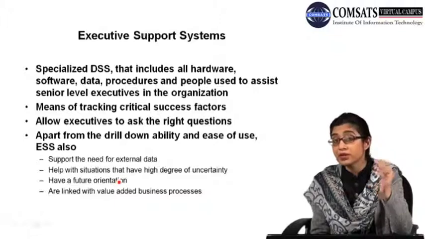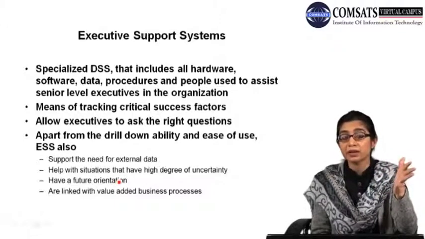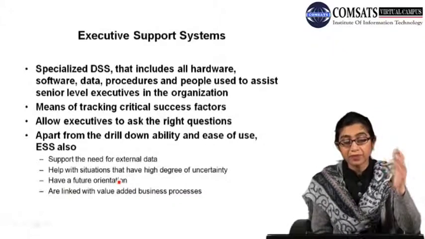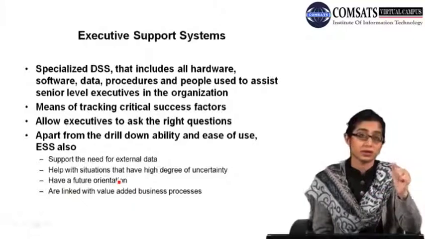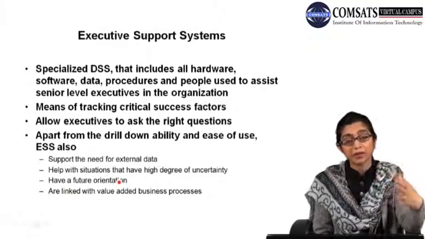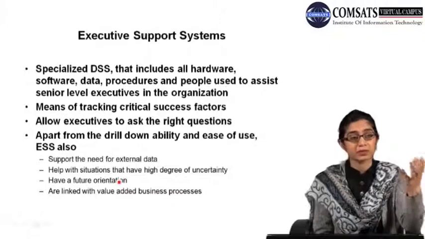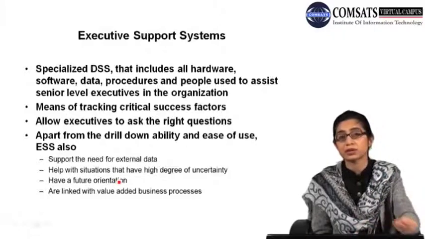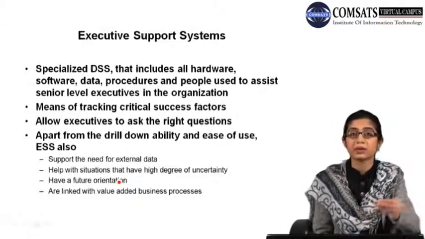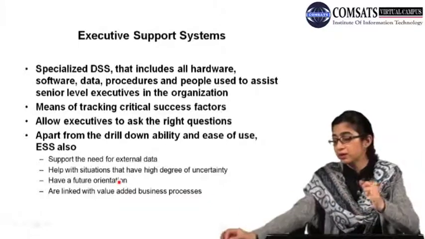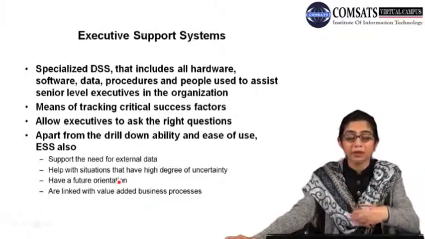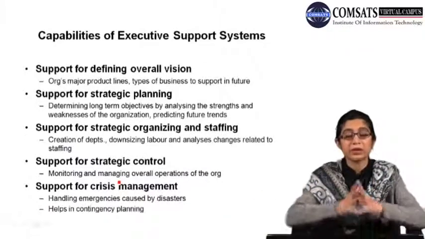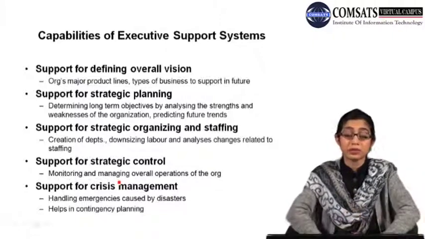They have a future orientation. If an executive wants to define long term goals, they have the capability for it. They are linked with value added business processes as well. So for example, if they want to add value to a certain business process, a product, or a service, then how are they going to come up with a decision of doing so? These systems help the executives come up with a solution, or help them solve that problem as well. Now, let's have a look in detail at the capabilities of the executive support systems.